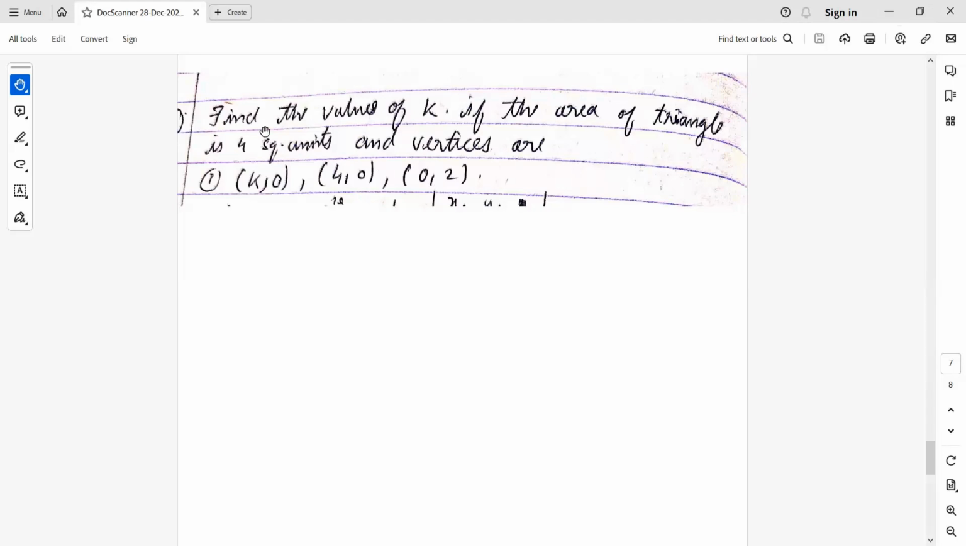Now see here. Find the value of k if the area of triangle is 4 square units and the vertices are k 0, 4 0, and 0 2.